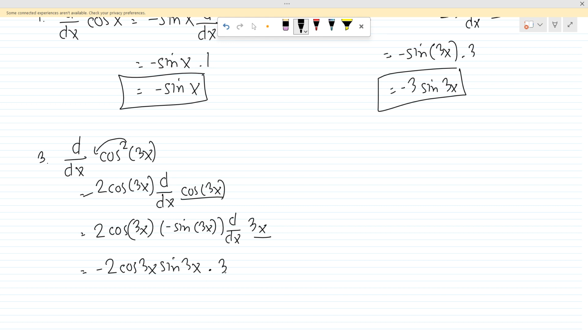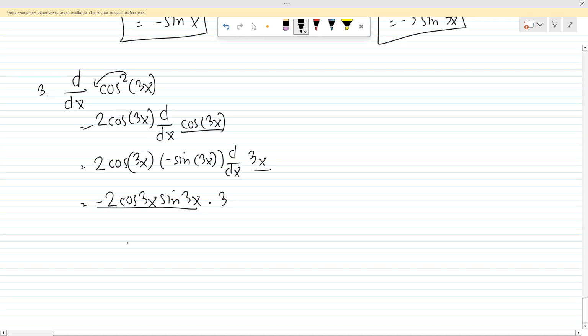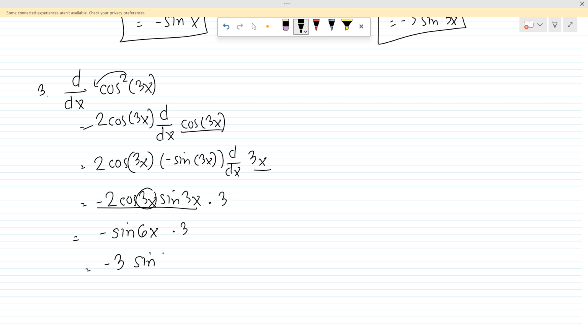Are you familiar with this function? Can we still simplify this using any trigonometric identity? Yes. What are we going to use? Double angle. So we have negative what? Sine of double angle. So 3x times 2 is what? 6x, multiplied by 3, or simply negative 3 sine of 6x. Again, for our trigonometric identities, those are very important in simplifying trigonometric functions. Therefore, you need to memorize and know how to use them.